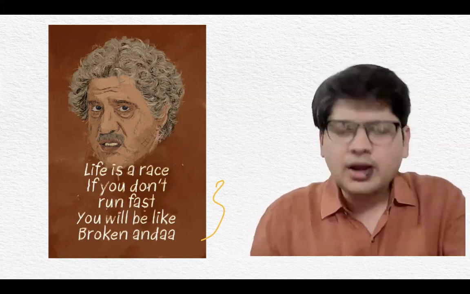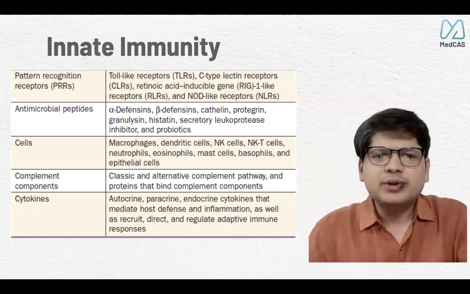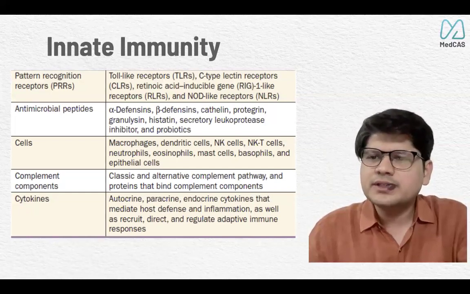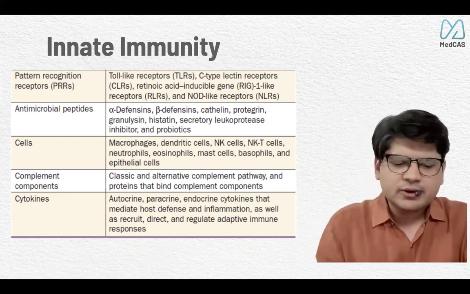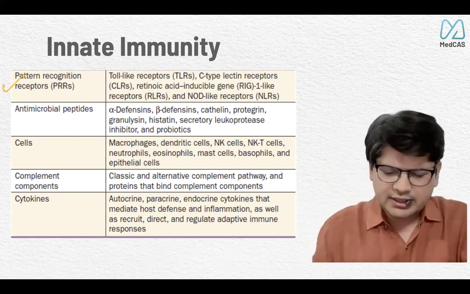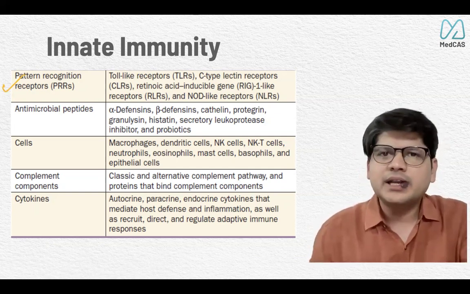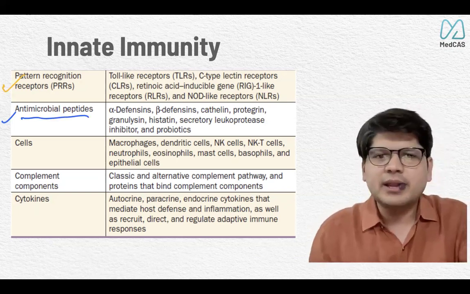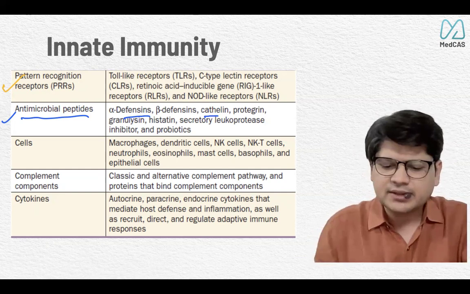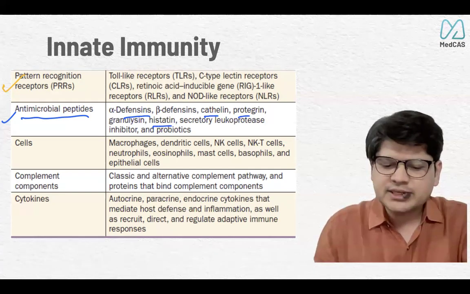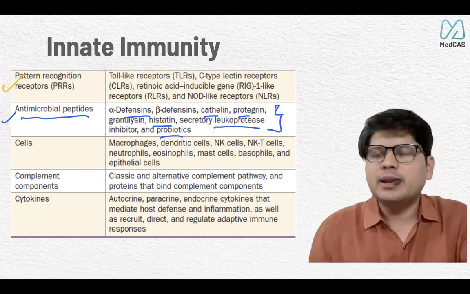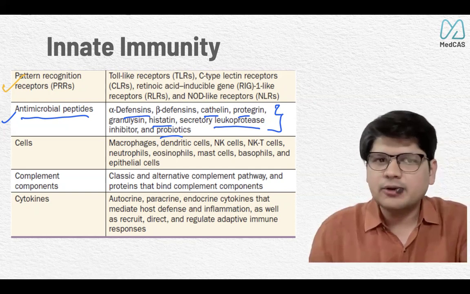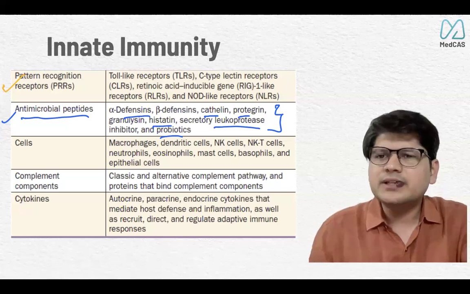So we'll start with the five components that we usually discuss with innate immunity. This is a table from Harrison. One is pattern recognition receptor. We will take a little detail about this today, how exactly what happens at that point. Antimicrobial peptides, we have heard about these, like defensins, cathelicidin, protegrin, histatin, and so on, as a barrier immunity part. Wherever the mucosa and the skin and all parts are there, these antimicrobial peptides are the first line of defense which are working.